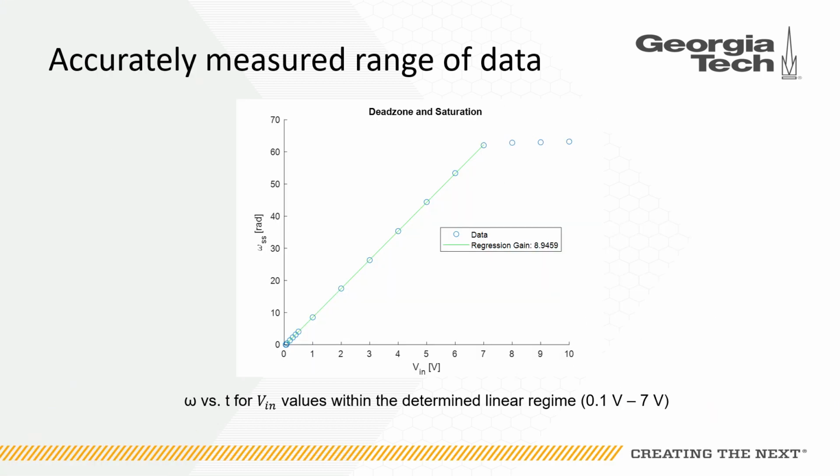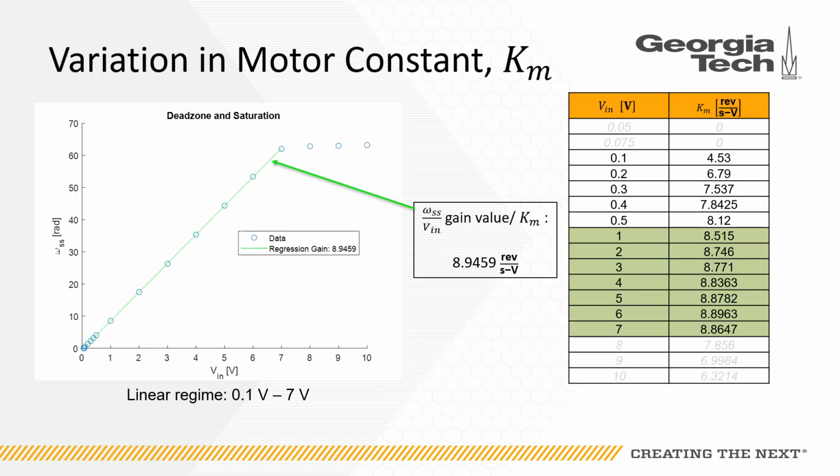This figure shows the angular velocity and input voltage data in the linear regime that is between the dead zone and saturation values. The voltage range of this linear regime is from 0.1 to 7 volts. In this voltage range, the time domain models are able to accurately represent the system response. The individual values of motor constant Km were found by dividing the steady-state angular velocities by the input voltages.